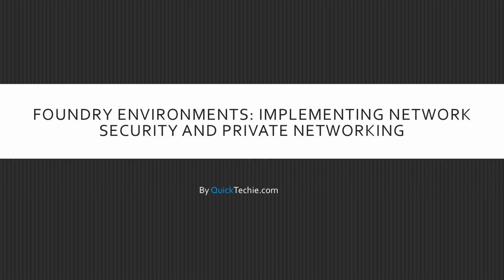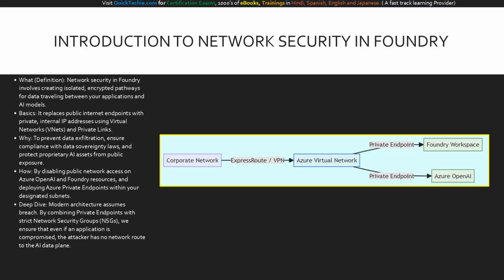Let's get started. Let's lay our foundation by understanding what network security means in the context of Foundry environments. When you provision an AI workspace or an Azure OpenAI resource, it traditionally comes with a public endpoint. However, in an enterprise setting, exposing your data to the public internet is a massive risk. We secure this by implementing virtual networks and private links. Why is this critical? Because securing your data in transit is mandated by compliance laws and protects against exfiltration.